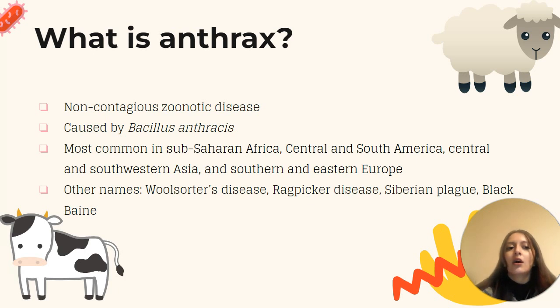areas. Anthrax is most commonly seen in regions of sub-Saharan Africa, Central and South America, Central and Southwestern Asia, and Southern and Eastern Europe. However, they are not limited to these regions. They occur in the US as well, they occur in Canada, and they occur in other parts of Europe as well. Anthrax is also known as wool sorters disease, rag pickers disease, Siberian plague, and the black bane.